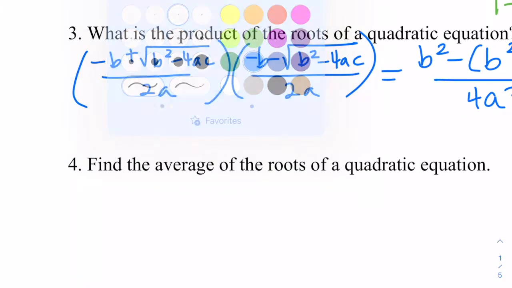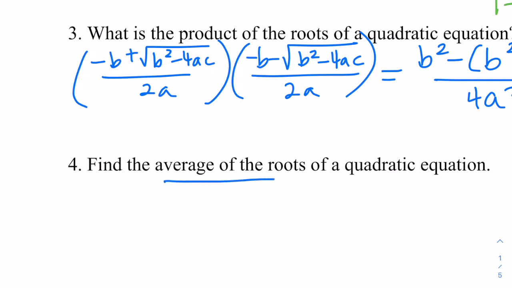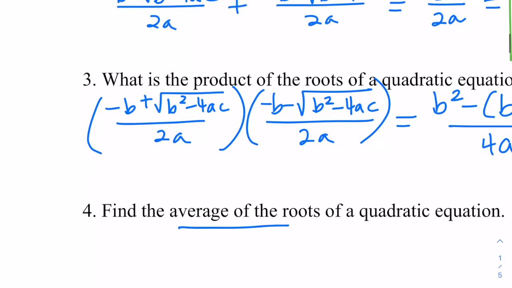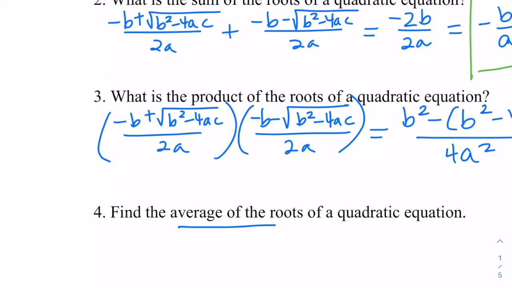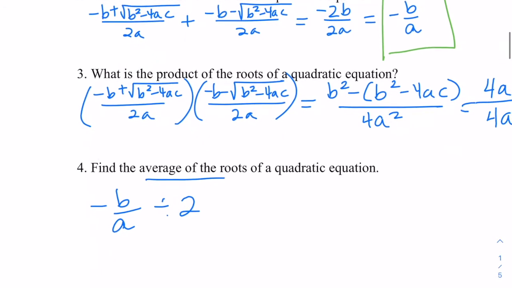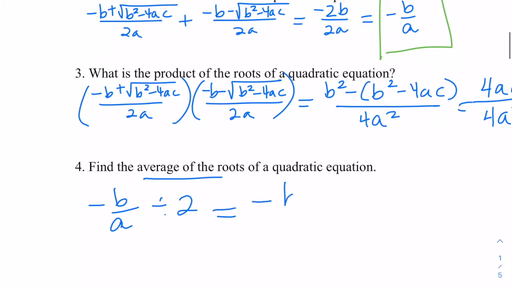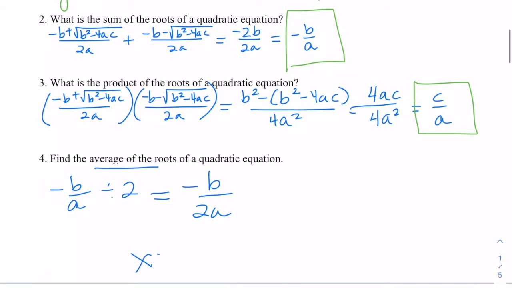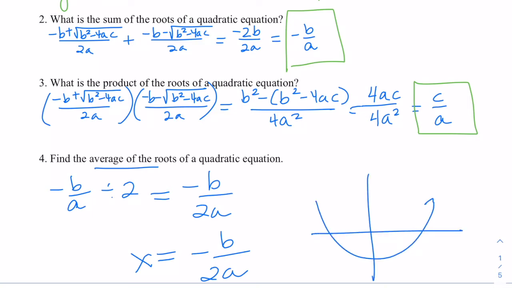Now the last thing we're going to do on this example is find the average of those roots. We already added the roots. Remember, we already added it on number 2, and it was negative b over a. If I was going to find the average, I would essentially divide that by 2 because there are 2 roots, right? So this will be equal to negative b over 2a. And that is the equation for the axis of symmetry and the x-coordinate of the vertex.